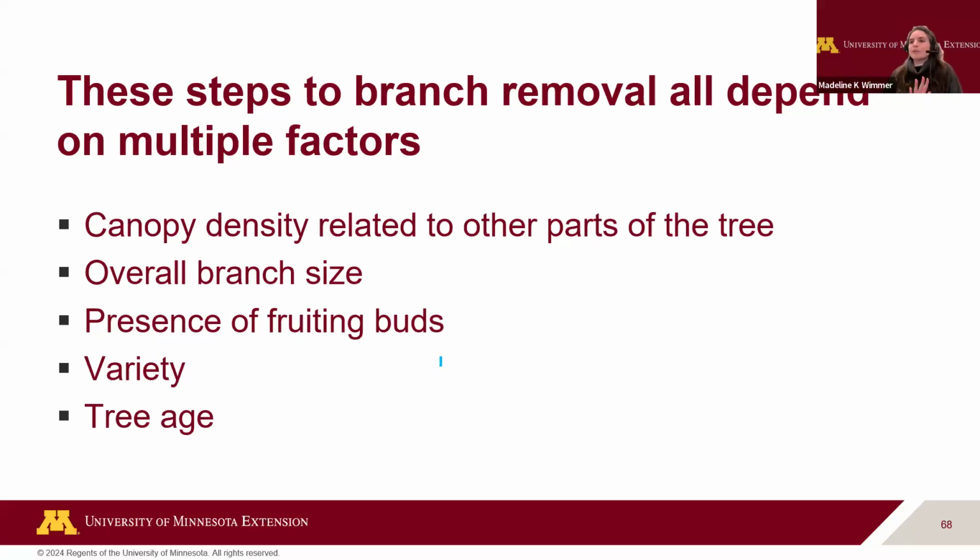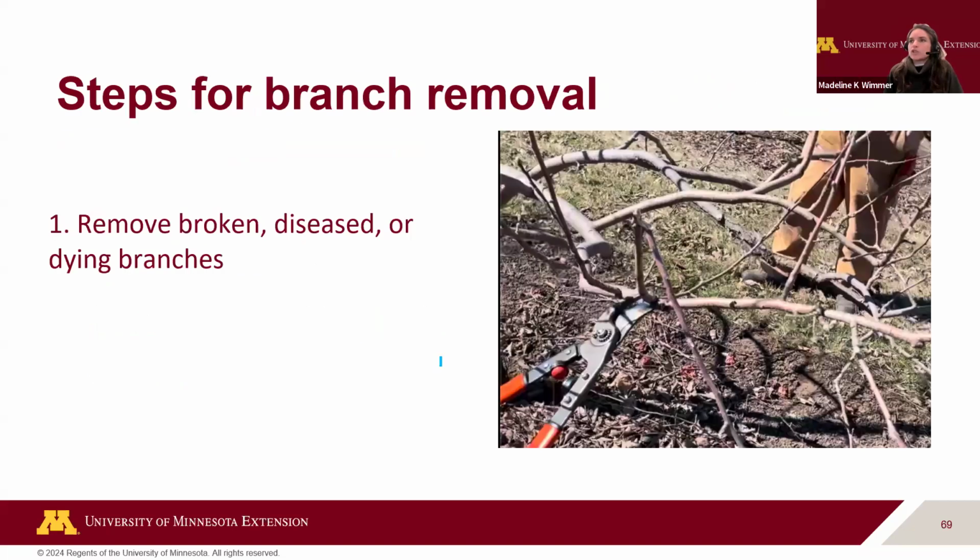So I'm going to put that disclaimer out there that what I'm about to tell you is going to depend on the canopy density of a certain area relative to other parts of the tree. How balanced is it? A branch's overall size, as well as whether there are fruiting buds on that branch or not. What is the variety like, as well as what is the tree age? So first step, you can remove.